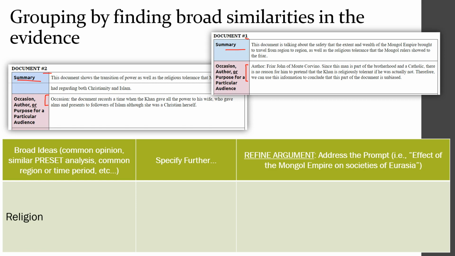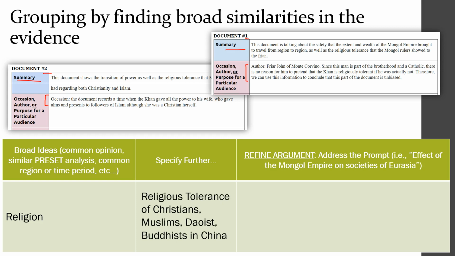But again, the specifying further part of it is for us to now enhance the argument so that it goes beyond just these simple categories. So that category might be the religious tolerance of Christians, Muslims, Taoists, and Buddhists, particularly in China. So again, we're specifying further. You don't want your thesis to sound like the Mongols had a religious and political effect on Eurasia. No, in this case, this is about religious tolerance in particular China, because it's different with each of the khanates as well.